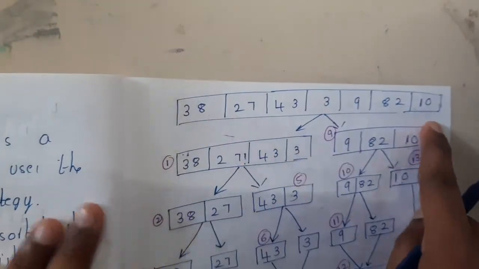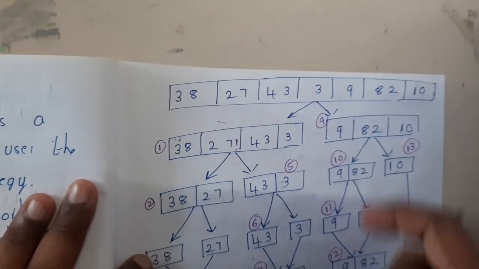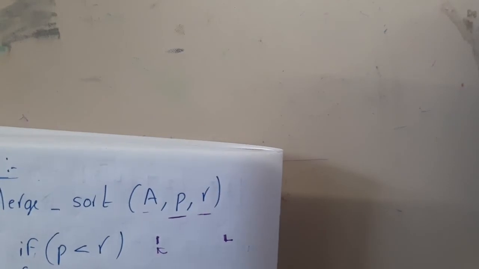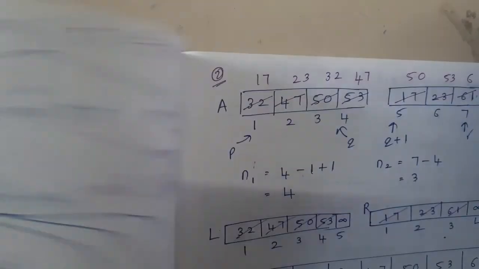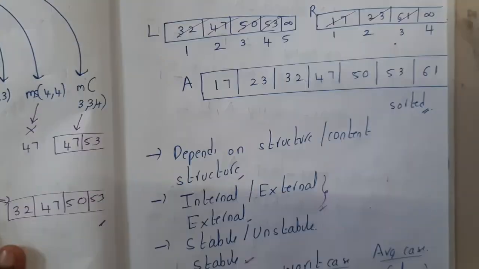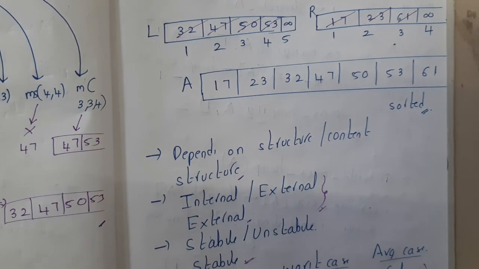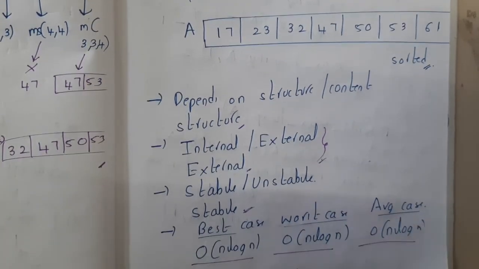Even here you can identify: we have 7 elements and the depth is 3, which is nothing but log 7, approximately. Got it? Base 2, guys. Please remember that it is base 2, not base 10. Now you got an idea of how the best, worst and average complexity is n log n. Even if you give ascending order, descending order or random order, it will have the complexity n log n only. Got it?